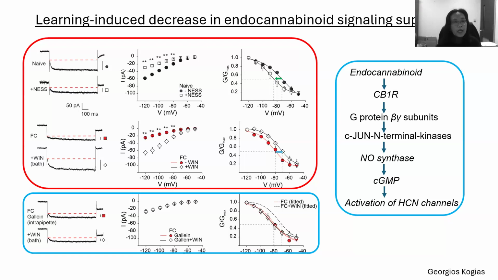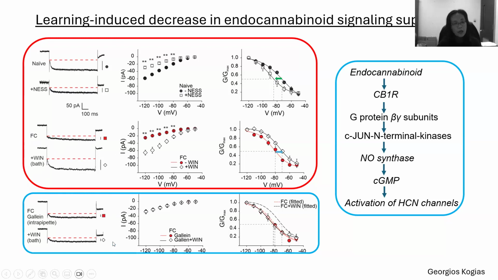Okay, so to do that, we looked at IH currents. That's Giorgio's work. In the naive animal, when you apply a CB1 receptor antagonist, it blocks the currents. In the fear conditioned animal, the opposite happened. You apply a CB1 receptor agonist, and it enhances the IH current. And so that suggests that endocannabinoid regulates the IH currents. A decrease in endocannabinoid after fear conditioning actually leads to a decrease in the IH currents.